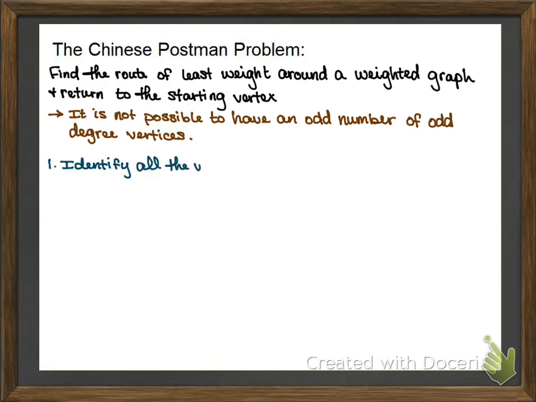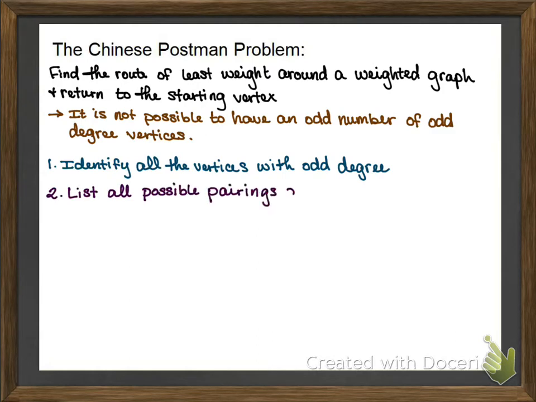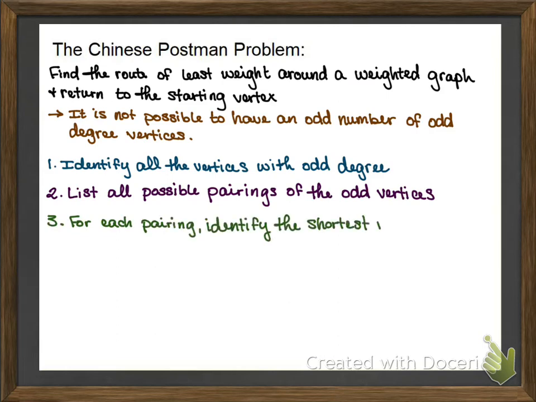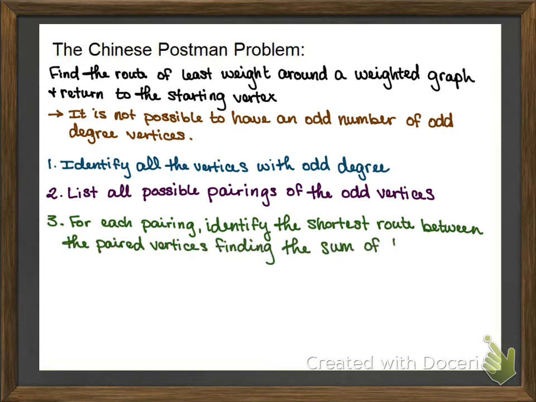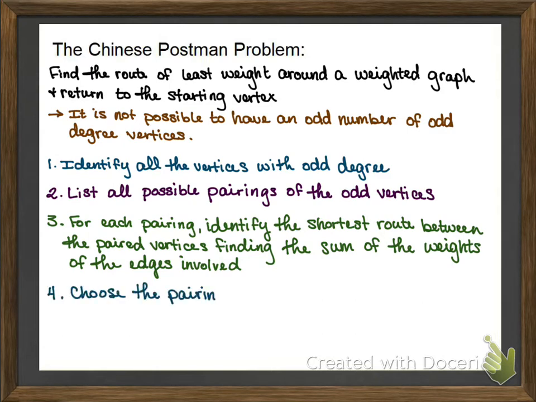The first thing is we need to identify all vertices with odd degree. We then need to list all possible pairings of the odd vertices. Next, for each pairing, identify the shortest route between the paired vertices and find the sum of weights of the edges involved. Now here's the thing. The shortest route might not mean the least amount of vertices used, so you do need to look at those weights. And fourthly, choose the pairing with the smallest combined sum.